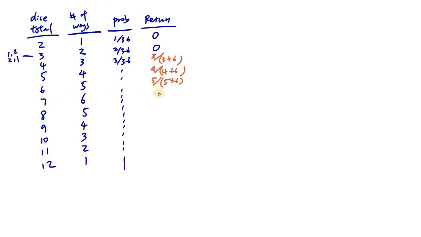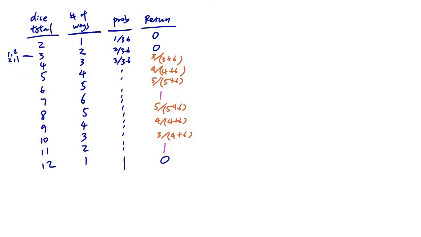And then for 7, we know that we are always going to win. We're going to win a dollar. And for 8, there's also 5 ways, so 5 divided by 5 plus 6. For 9, it will be 4 divided by 4 plus 6. For 10, it will be 3 divided by 3 plus 6. For 11, you're going to win a dollar. And for 12, we lose the dollar, so we get back $0.